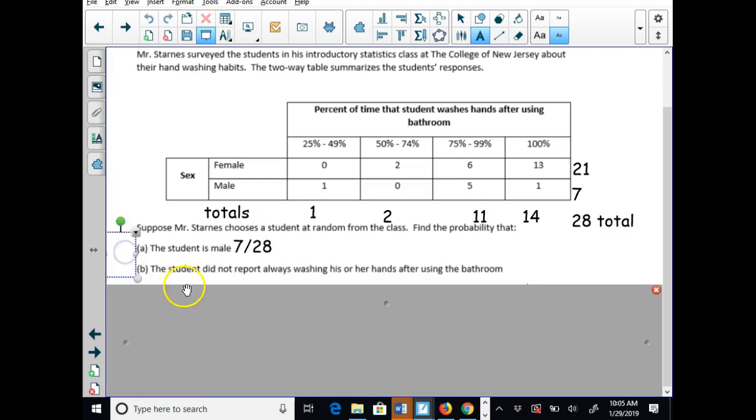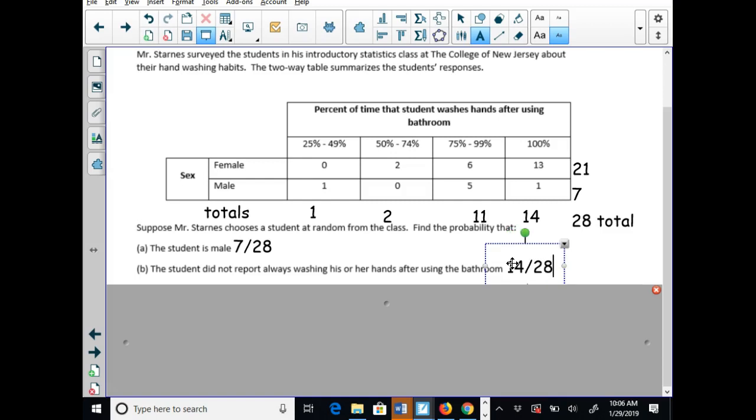Now we want to know the probability the student did not report always washing his or her hands after using the bathroom. So who didn't always wash their hands? Well, these 14 people always washed their hands, which means these 11 people didn't always wash their hands. These 2 people didn't always wash their hands, and this 1 person did not always wash their hands, which gives us a total of 14 people who didn't always wash their hands divided by a total of 28.